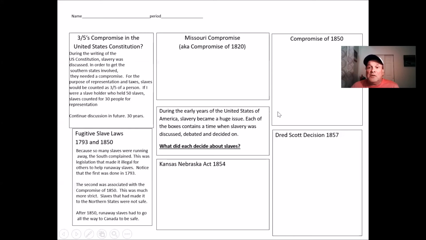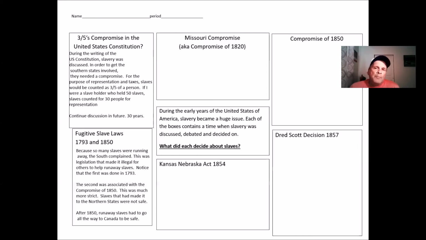Utah becomes a territory in 1850. So that's part of that. And then this is actually a Supreme Court decision. Dred Scott was a slave that was taken to the North, and then he sued for his freedom in 1857. So all of these things are going to kind of push slavery and dealing with slavery to a next generation, which is going to cause a problem.